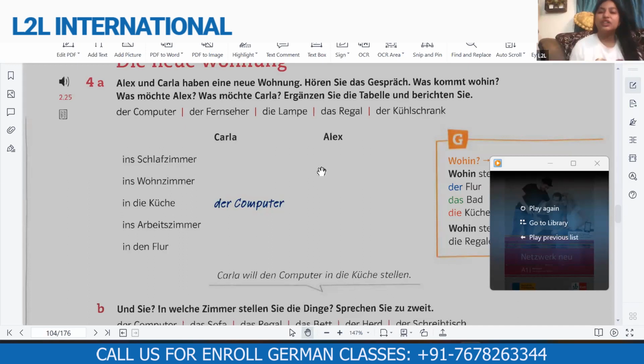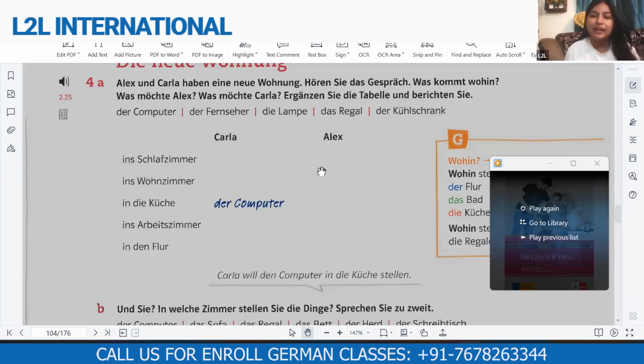So Carla said, wir können den Kühlschrank in den Flur stellen. So it's accusative. Der Kühlschrank steht immer in der Küche. That means it always stays in the kitchen. Okay, so yeah, Alex wants to keep it in the kitchen and Carla was wanting to keep it in the hallway, to which Alex was not happy.